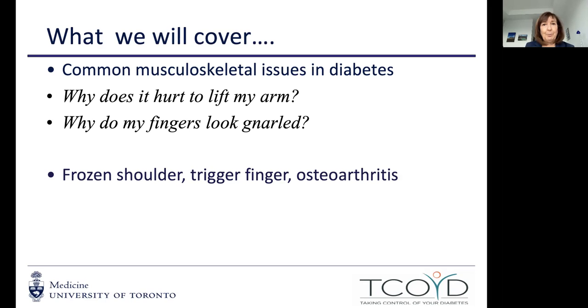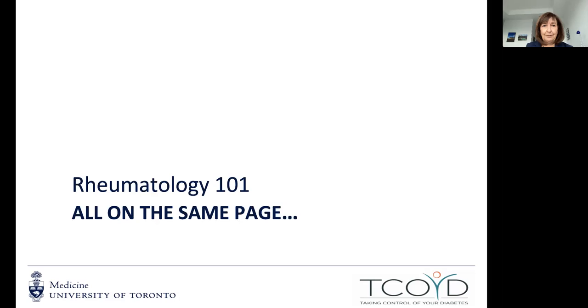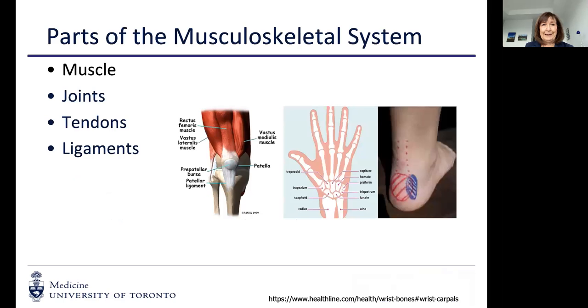Through our discussion, I'm hoping to walk through a little bit of the information that might be helpful to talk about frozen shoulder, trigger finger, osteoarthritis, and a few other conditions that are quite common in both type 1 and type 2 diabetes. So that we're all on the same page, I thought it might be helpful to go through Rheumatology 101 just in a couple of minutes.